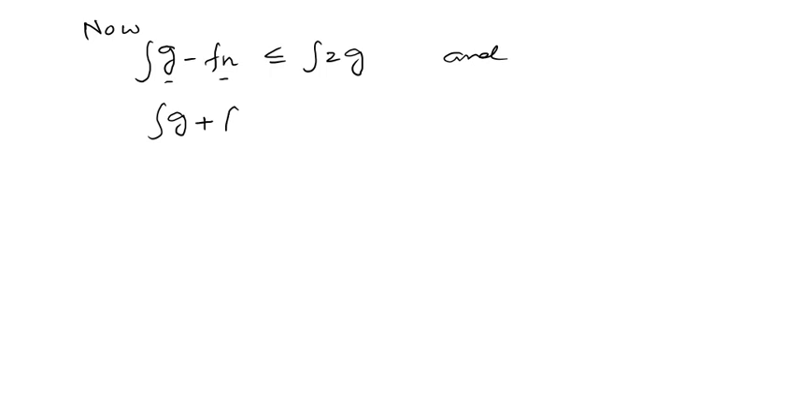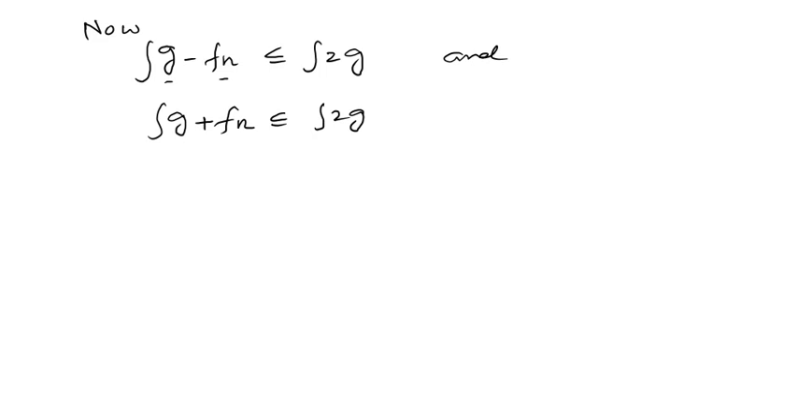Okay, so let's first see this one, g minus fn. Its integral exists, because g minus fn is an integrable function: g is integrable, fn is integrable, and on this side 2g is integrable. And for the second sequence we have the integral of g plus fn, it's also less than or equal to the integral of 2g.